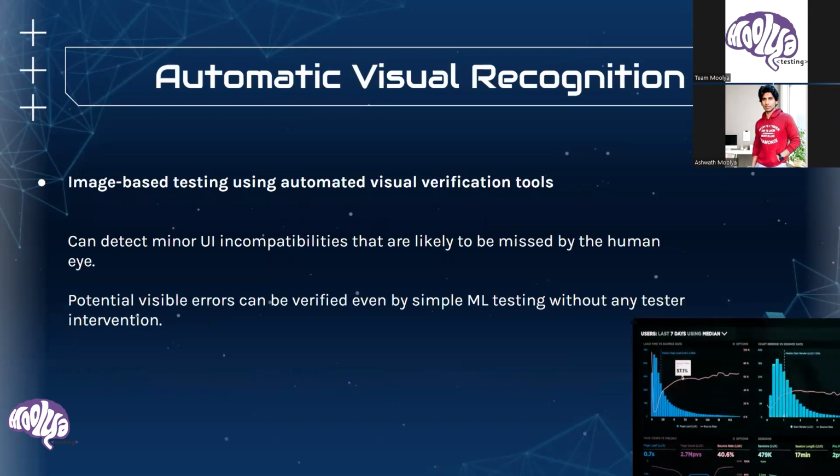Then moving on, automatic visual recognition. Image-based testing. We spoke about computer vision, how it is used, like Google Lens. One method of testing which is becoming increasingly popular every day is image-based testing using automated visual verification tools. We have a lot of tools for this, where the machine learning model can detect minor UI incompatibilities that the human eye might miss, very small minor details, right?